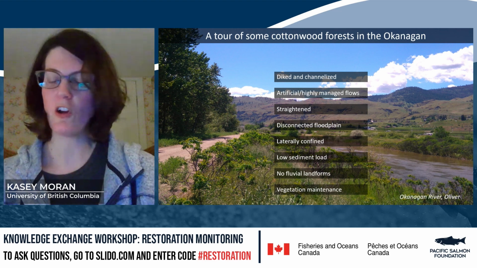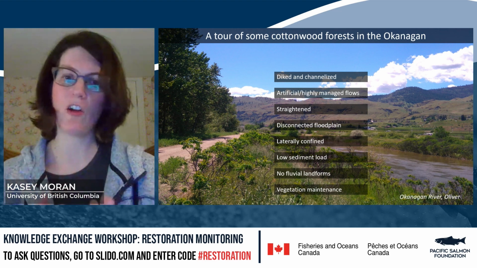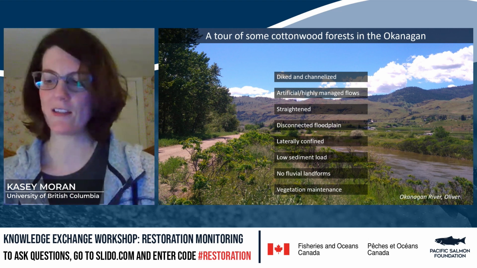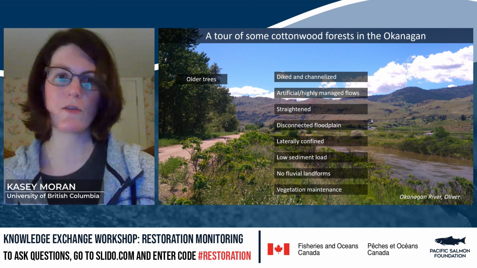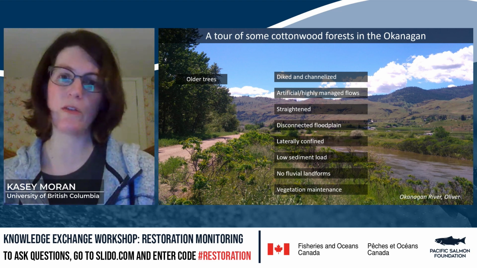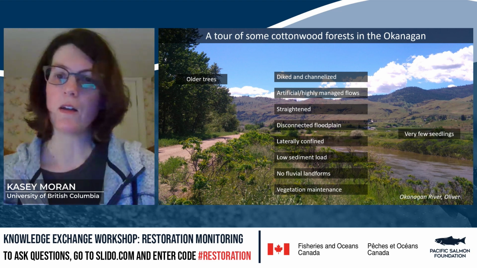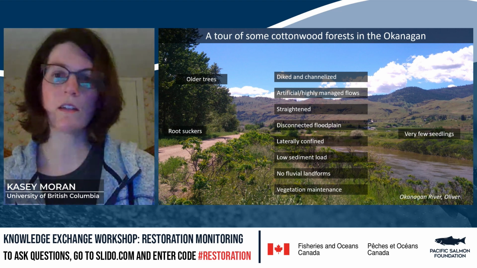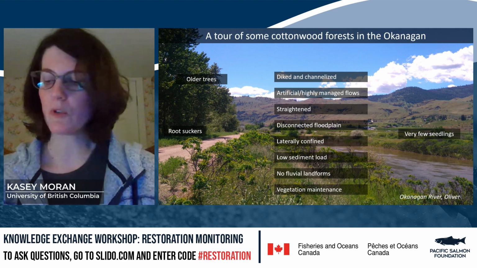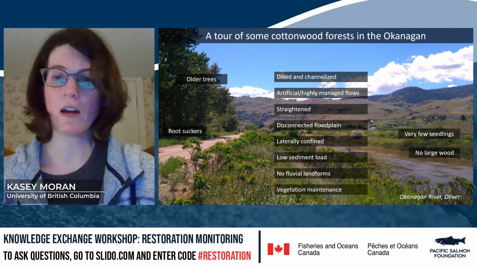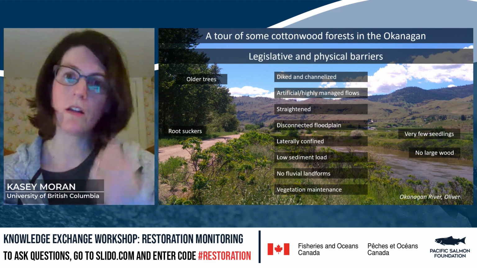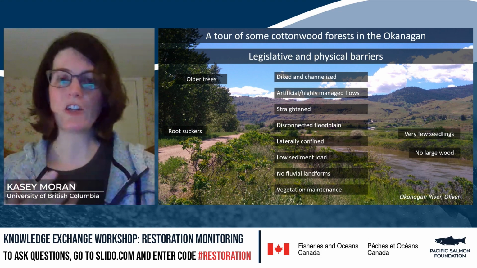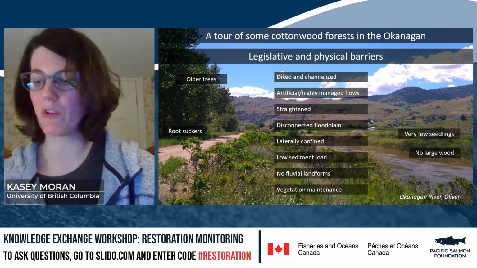And there's a law that says that you have to keep cottonwood off of the dike. So it has no chance in this system. There's a few older trees growing in behind the dike that probably established around the time the dike was built. If you do get any seedlings, they can't compete with the grass growing on the dike. You might get a couple of root suckers as a result of mowing, but again, no large wood. So there are both legislative and physical barriers to restoring the relationships between cottonwood and the river in this case.